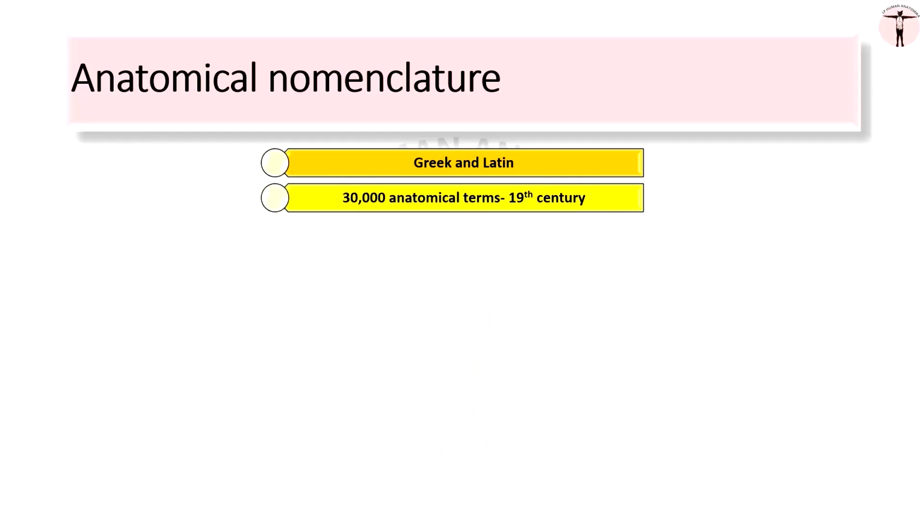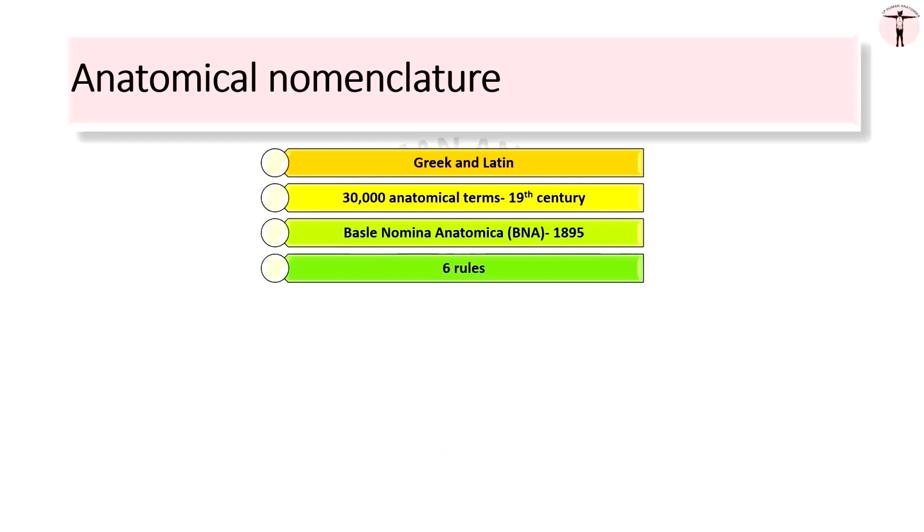30,000 anatomical terms were in use by the 19th century. The first meeting held to approve the list of anatomical terms officially was in 1895 by the German Anatomical Society in Basle, which approved a list of about 5,000 terms as Basle Nomina Anatomica. 6 rules were laid down to be followed strictly, such as: each part shall have only one name, each term shall be in Latin, each term shall be as short and simple as possible, the terms shall be merely memory signs, and the related terms shall be similar.